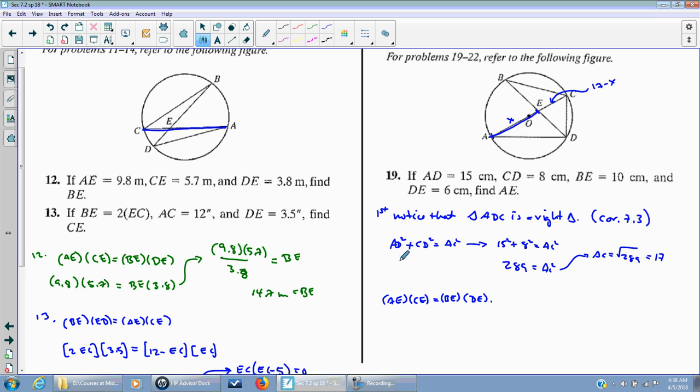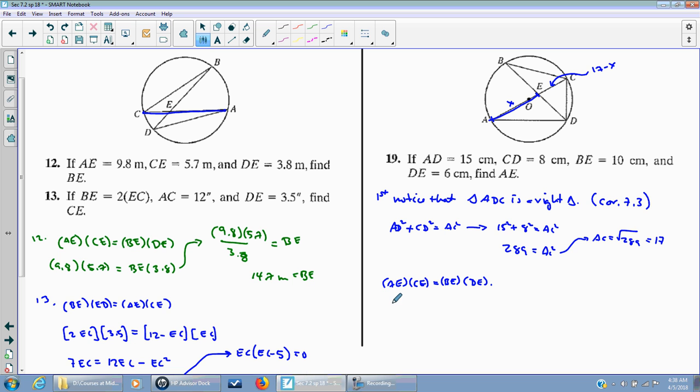Okay, so AE times CE, X times 17 minus X, equals BE times DE, 10 times 6. So 17x minus x squared equals 60. So bring everything over to the right, which makes x squared positive: x squared minus 17x plus 60.